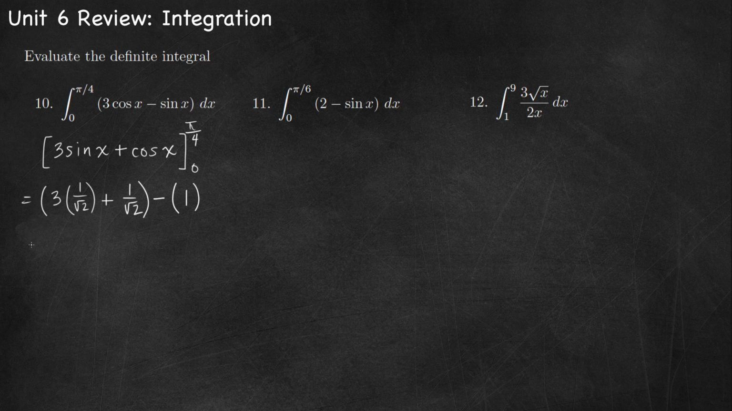And now let's simplify. I've got 3 over root 2 plus 1 over root 2, which is 4 over root 2 minus 1. And if we want to rationalize this, you don't have to. If we want to rationalize this, we can multiply by root 2 over root 2, and then we get 4 root 2 over 2 minus 1, which is 2 root 2 minus 1.